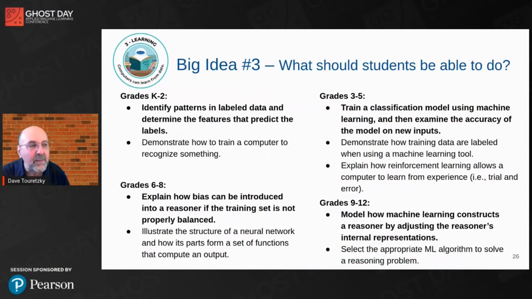So just to wrap up, this is sort of a summary of some of the things we want students to be able to do. In K to 2, they can identify patterns in labeled data, maybe look at those fish, for example, and try and figure out what's going on with the fish. In grades 3 to 5, they can already train a classifier using machine learning tools. By grades 6 to 8, they can be talking about the effects of bias in training sets. And by high school, they should be able to talk about constructing a reasoner, how a reasoner has parameters. They'd be weights for a neural network.